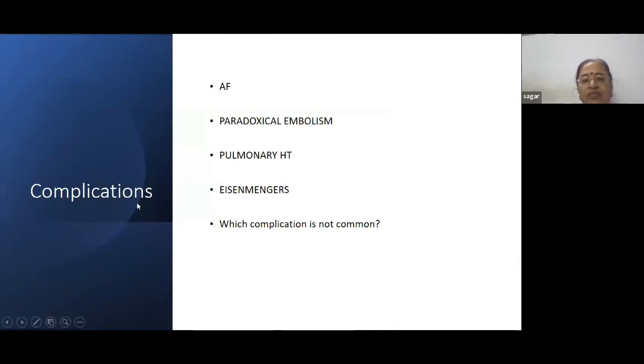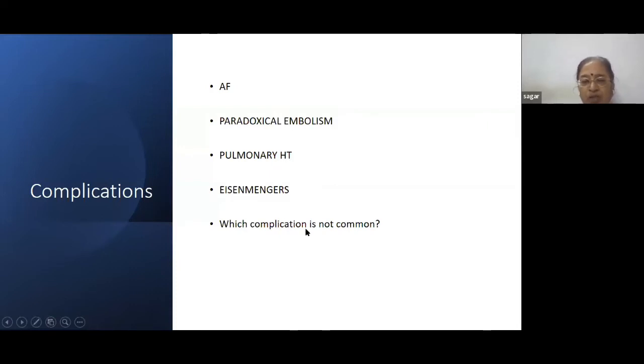What are the complications of an ASD? You can get an atrial fibrillation. You can get a paradoxical embolism. It can go from the right to the left, and you can get an embolism like that. And you can get pulmonary hypertension. This is not common though. Paradoxical embolism is not common. Pulmonary hypertension is common. Eisenmenger's.